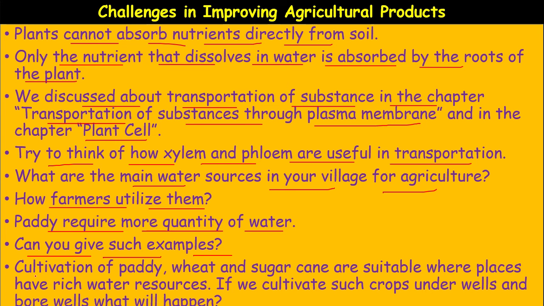Okay, discuss. Cultivation of paddy, wheat and sugarcane is suitable where places have rich water. Okay, based on water resources, they are water dependent crops. If we cultivate such crops under wells and bore wells, what will happen? Okay. So, a sufficient water supply is required for these crops, and especially in the kharif season, those crops can be grown.